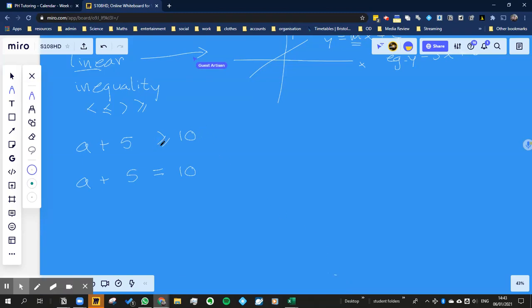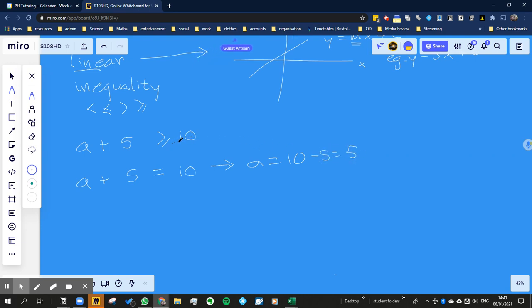So, comparing regular equations to inequalities, a plus 5 is equal to 10. In order to rearrange that to say what a is equal to, you're going to do something to get a on its own. And it's fairly straightforward to see that we're going to take away 5 from both sides. So we would do a plus 5, take away 5, is obviously a, and then we take away 5 from the other side. 10 minus 5 is equal to 5, so a is 5.